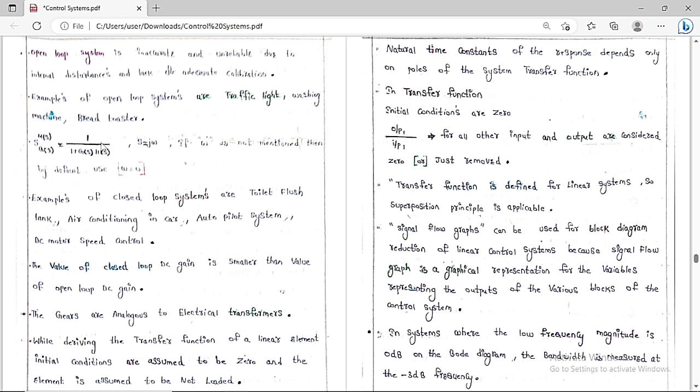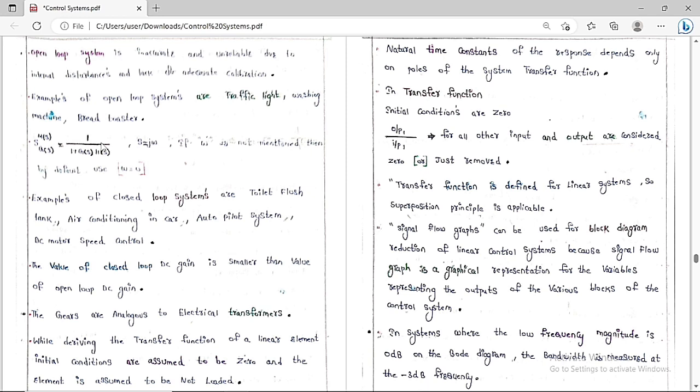Whenever you flush the tank, the water goes outward, and automatically the water comes inward. So we can say the toilet flush tank is the best example of a closed loop control system.